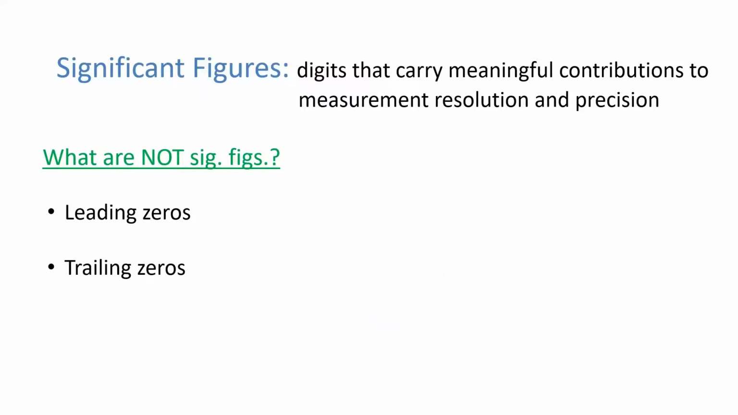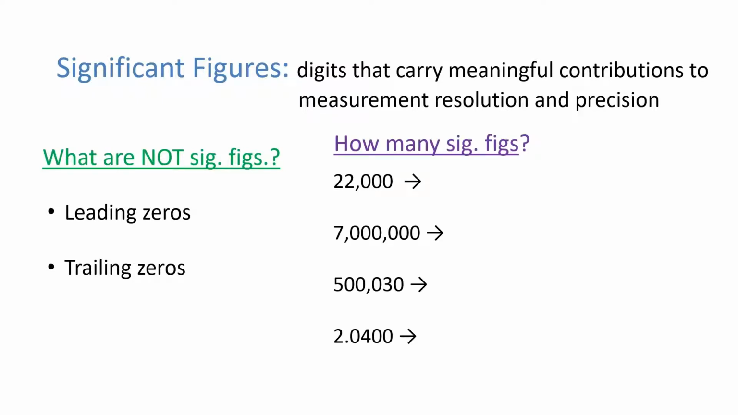Okay, the second example are trailing zeros. So let's go through a few more situations. In this case, the trailing zeros are the ones that come after, or to the right of, the non-zero values. So here we have 3 trailing zeros. The convention says that those are not significant, and we're left with 2 sig figs.